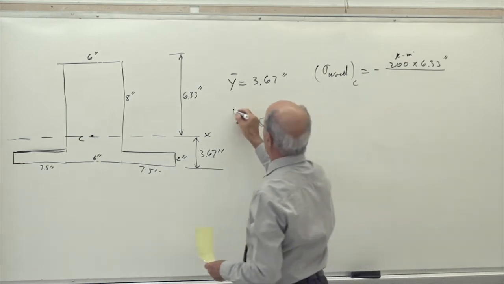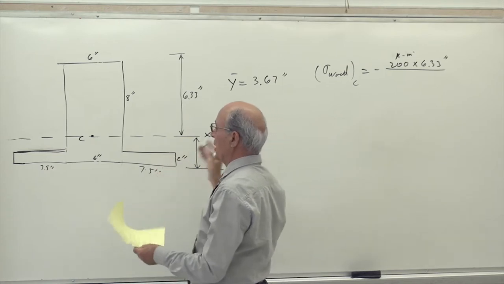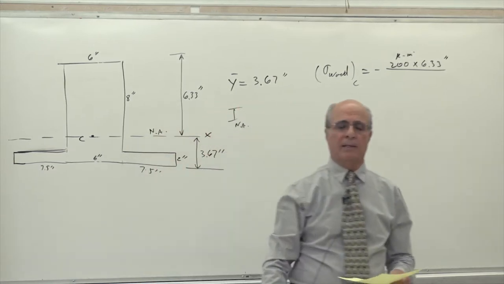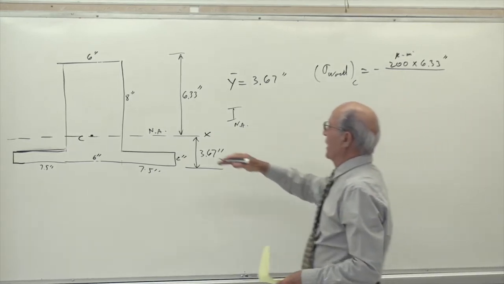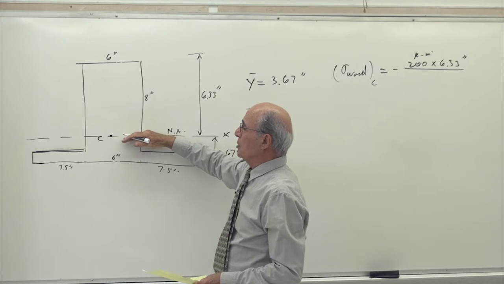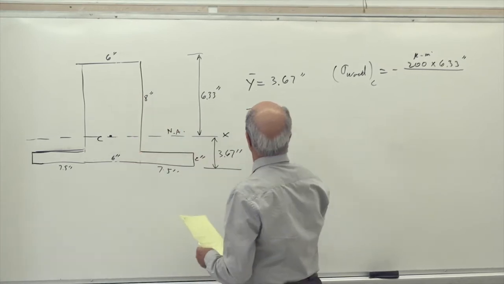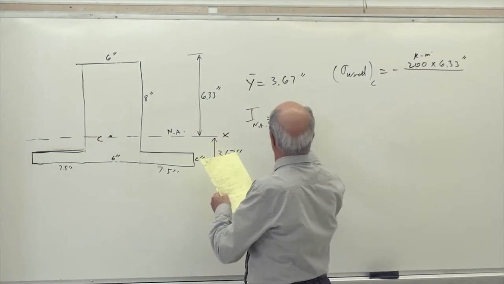Oh, I forgot to give you the I with respect to the neutral axis. By the way, this axis, whether it's X or Z, doesn't matter. This is the neutral axis that passes through the centroid. So I, again, I'm calculating I with respect to this X axis, you need the parallel axis theorem. I asked you to study that, so I cannot help you in that department anymore unless you ask me a question.